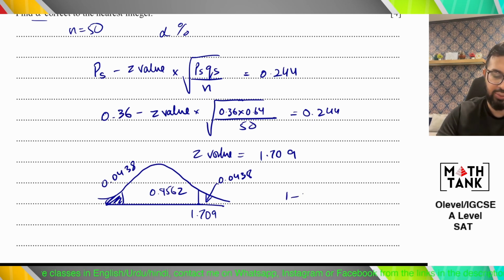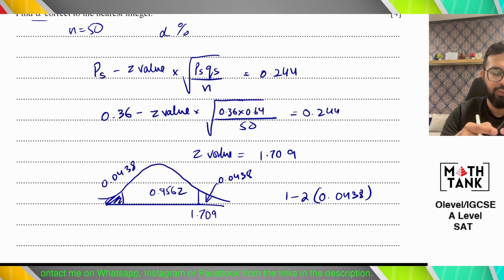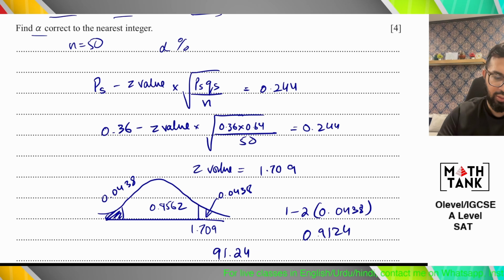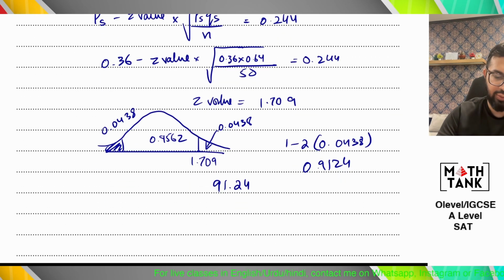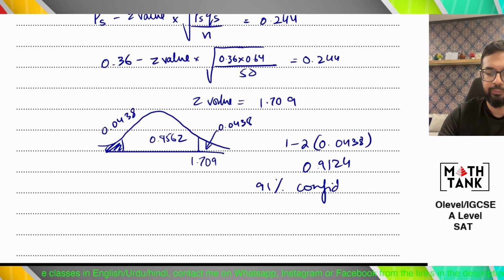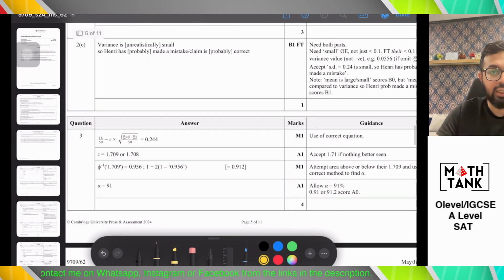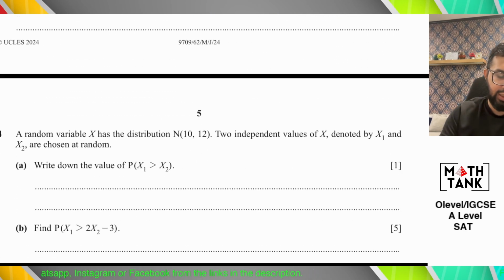So 1 minus 2 times 0.0438 is 0.9124. So 91.24. Find alpha correct to the nearest integer. So 91% is the confidence. Check if that is correct. Yes, that is indeed correct. Another question out of the way.